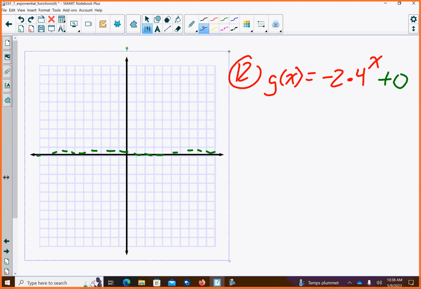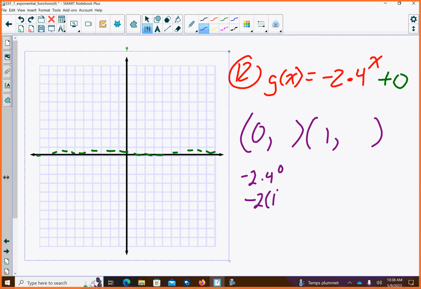But good questions. All right, 0 comma blank and 1 comma blank. All right, negative 2 times 4 to the 0. 4 to the 0 is? 1. Negative 2 times 1? Negative 2. 0, negative 2 is right here. Agree? Plug 1 in. Negative 2 times 4 to the first. 4 to the first is what? 4. Negative 2 times 4 is negative 8. 3, 4, 5, 6, 7, 8.